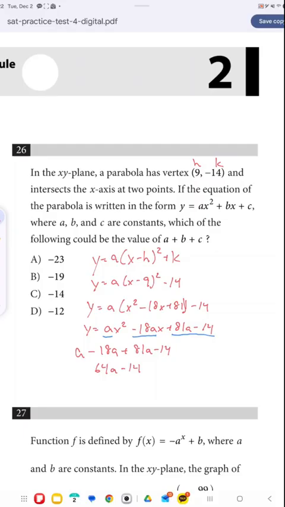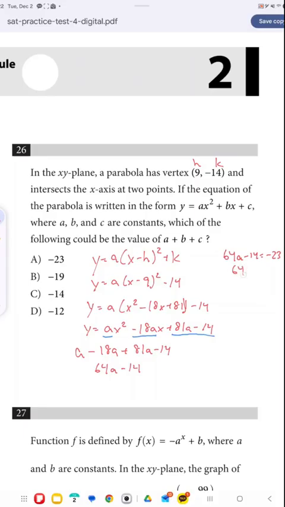In this case, we know that a must be positive because it says that the parabola intersects the x-axis at 2 points, and the vertex is in the negative y range. So the only way it could do that is if it opens upwards, and if it opens upwards, that means a must be positive. So if I look at answer choice A, 64a minus 14 is equal to negative 23.